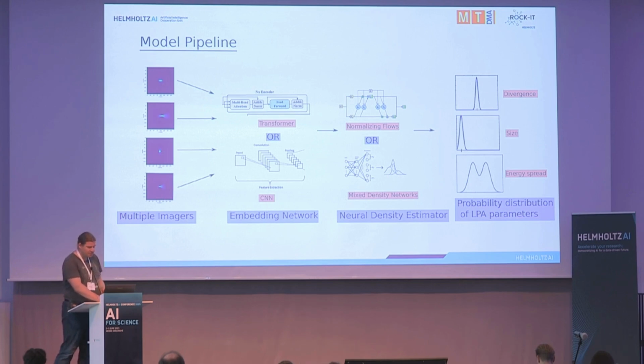assuming in this case the mass is known, or it would be a different parameter. The simulation-based inference pipeline works in a way that we have input modalities, for example, different imager images or a single one, or also other modalities later.